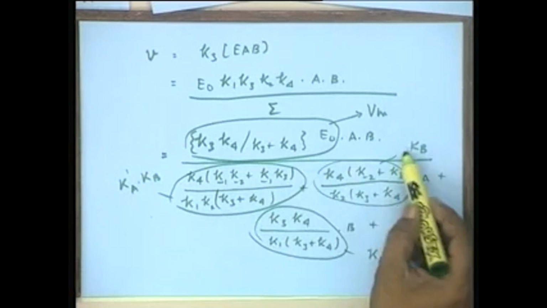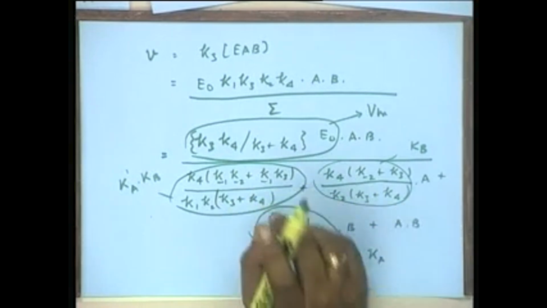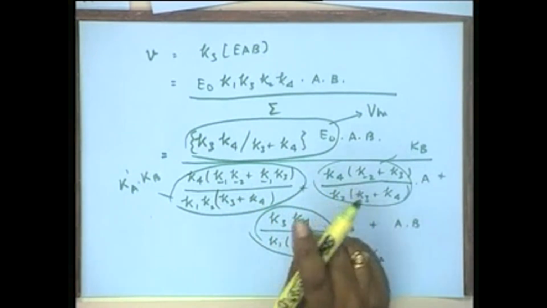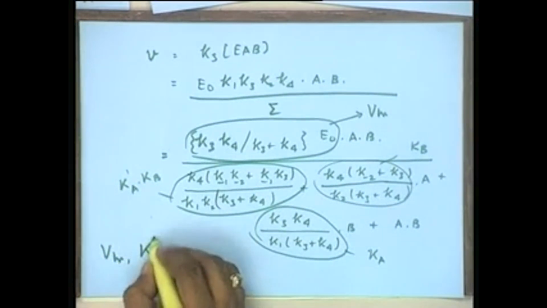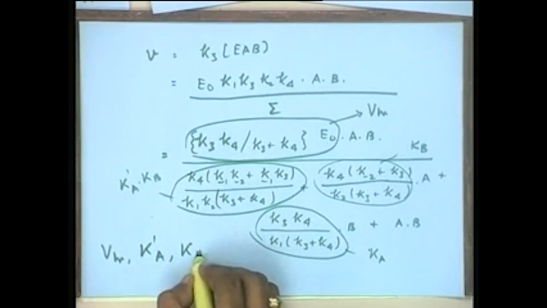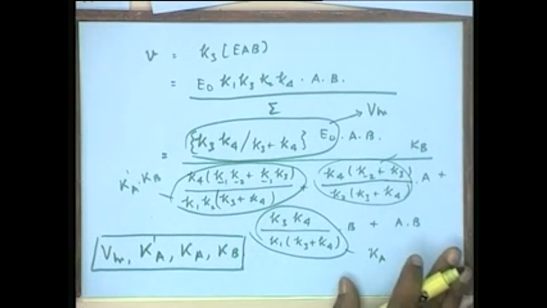Of course, from this, by dividing by this term, you can get the value of K dash A. So essentially this is identical to what we wrote as the generalized rate expression proposed by Alberti, and one can get the individual rate constants in the form of the four parameters that we talked about: Vm, K dash A, K and Kb, which represent the kinetic parameters for a given enzyme.